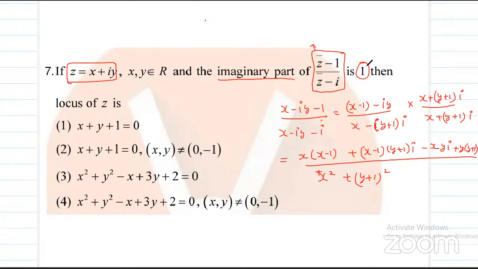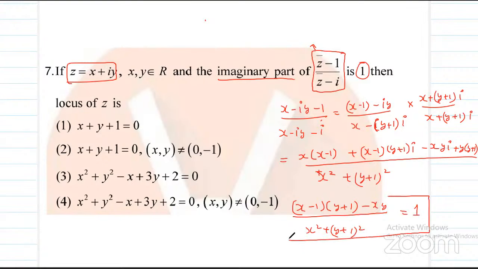There is no need to worry about the real part. So what is the imaginary part you can consider from here and equate to 1? The imaginary part is (x minus 1) into (y plus 1) minus xy in the numerator. In the denominator we have x square plus (1 plus y) whole square. This is the imaginary part and this has to be equal to 1. So if you simplify here, you'll get the relationship between x and y. Understood?